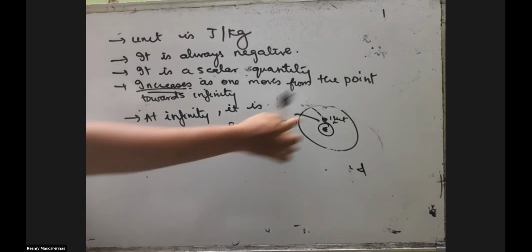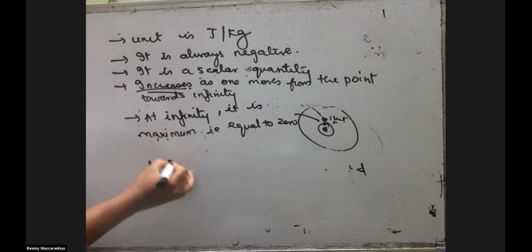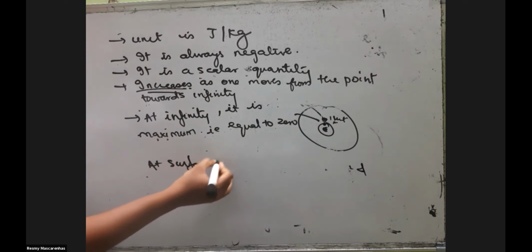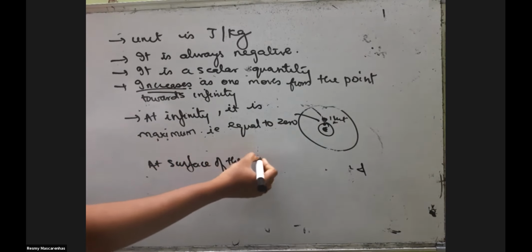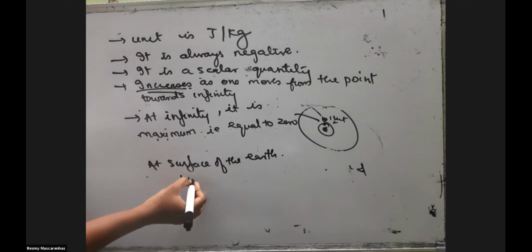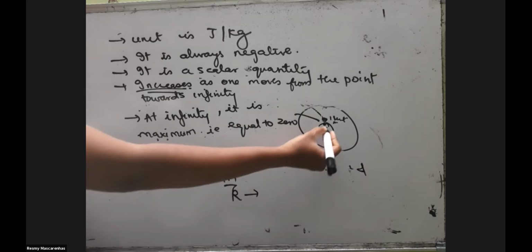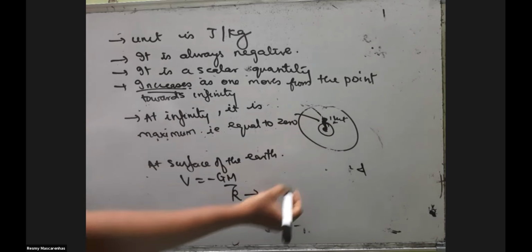Suppose you are exactly at the surface of the earth, then V will be minus GM upon R. R is the radius of the earth, only this much distance, exactly at the surface.